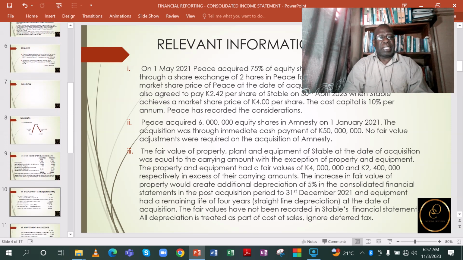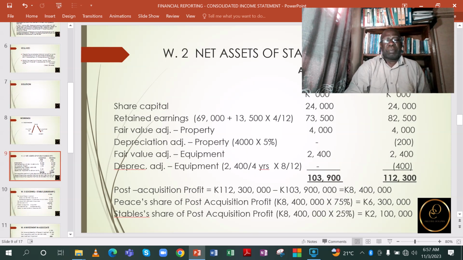So how do we treat it? It is a depreciation adjustment. For property, 4,000,000 times 5%. We don't include it at the time of acquisition. We include it at the reporting date. That will give you 200,000 kwacha. So the retained earnings are adjusted because there is an additional deduction of 200,000. An impact is felt on the retained earnings, a subtraction of 200,000 kwacha, because there is added value which led to increased depreciation.